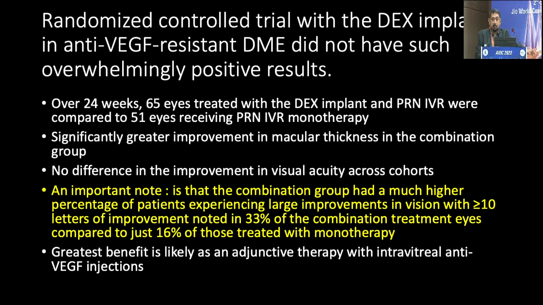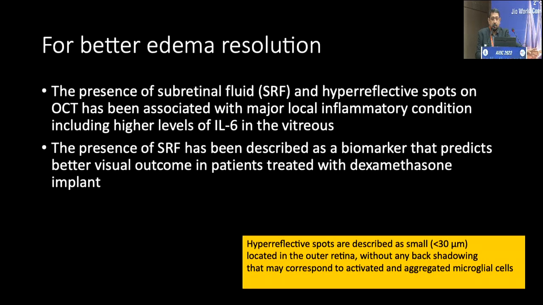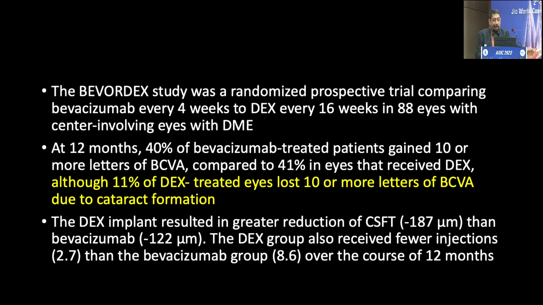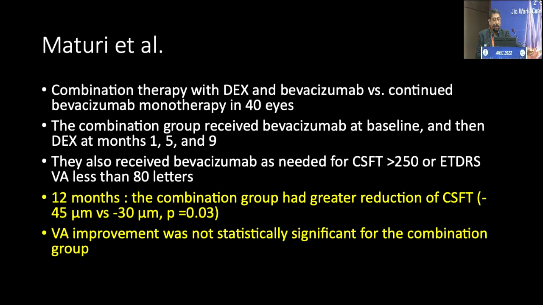A steroid switch, in the end result, the study said the vision was equivalent, but more patients had large jumps in vision, and that is what we see in our clinical practice also. Rapid suppression of edema and large jumps in vision. So there are some biomarkers: the presence of subretinal fluid and the presence of hyperreflective foci in many studies have been described as better markers to say that this is a time to switch. There's one study doing a direct comparison between bevacizumab and dexamethasone, the Bevodex study. Cataract interfered with a lot of it, but generally the results with the dexamethasone were better.